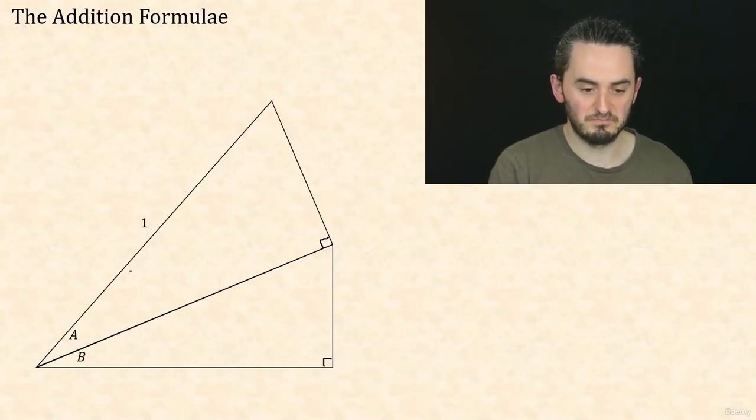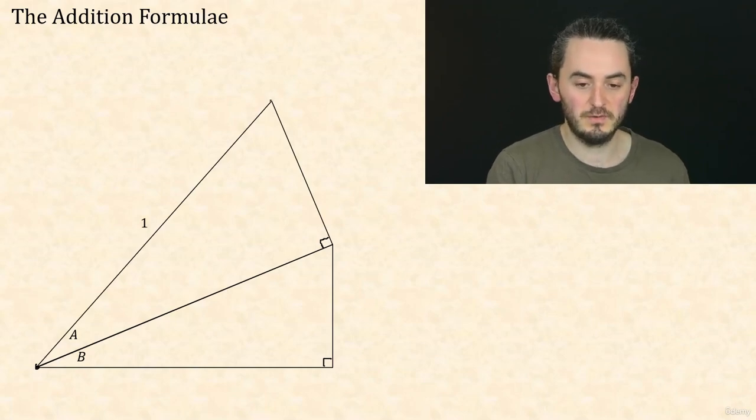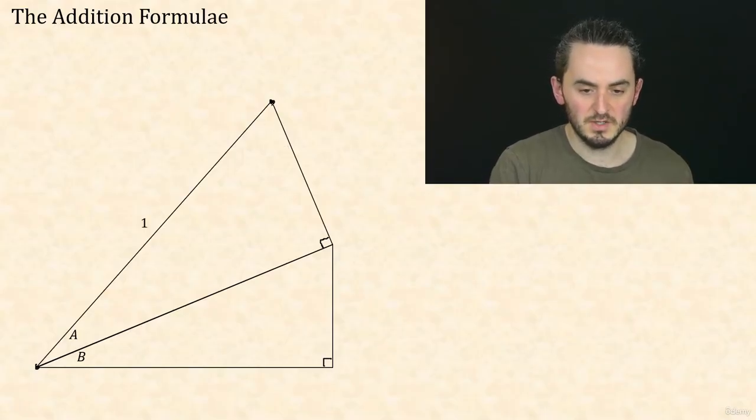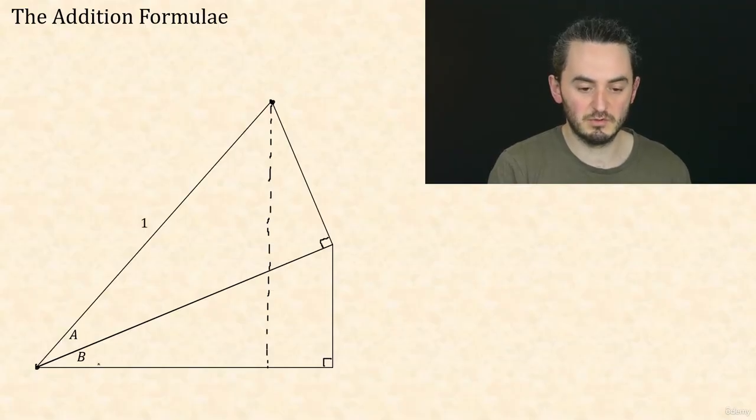So here's the strategy. Imagine that the origin was here. I'm going to try to find two different ways to describe the coordinates of this point up here, basically the x and the y value. I'm going to drop a line down here, straight down, and try to find two different ways of describing its x coordinate and two different ways of describing its y coordinate.